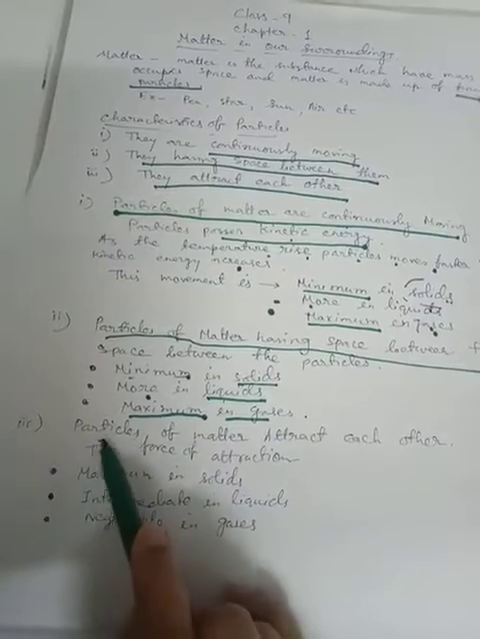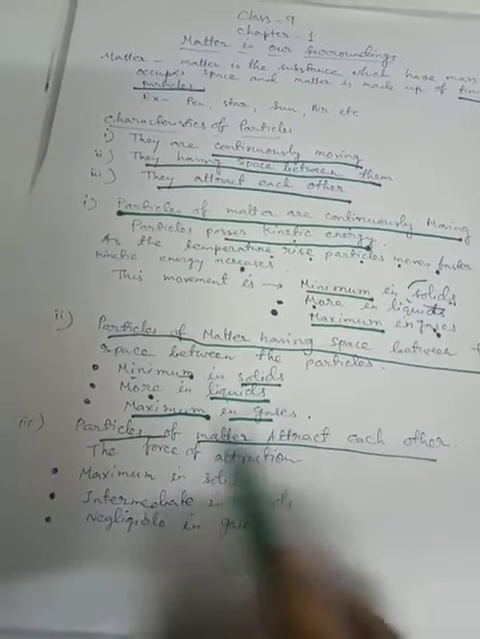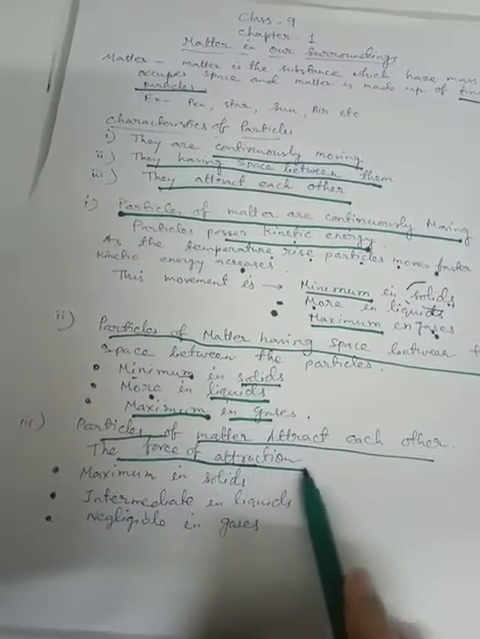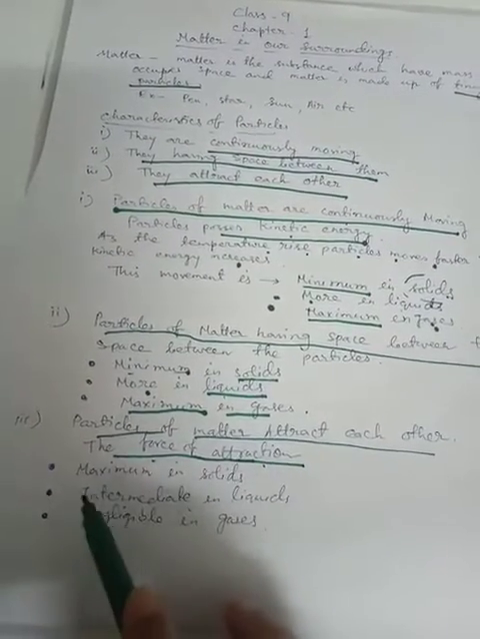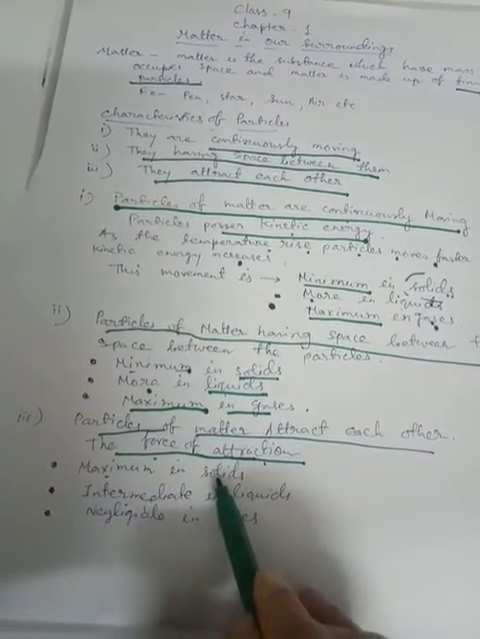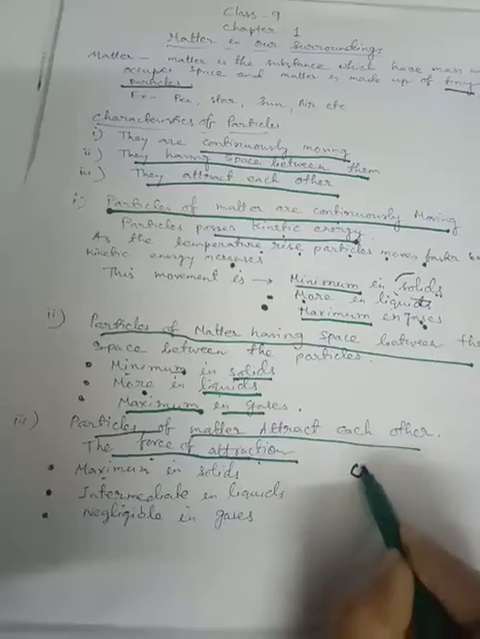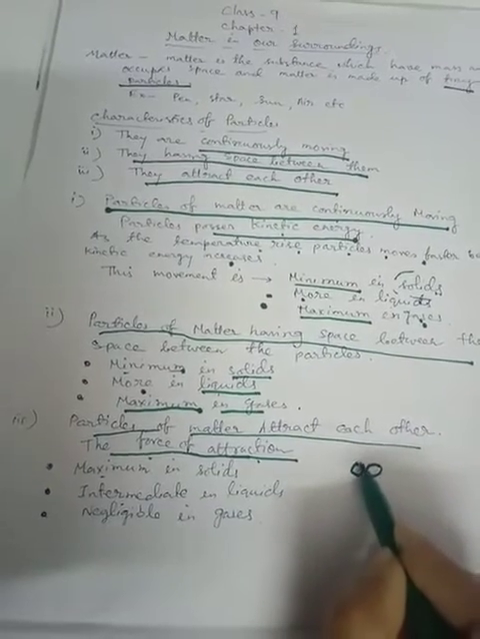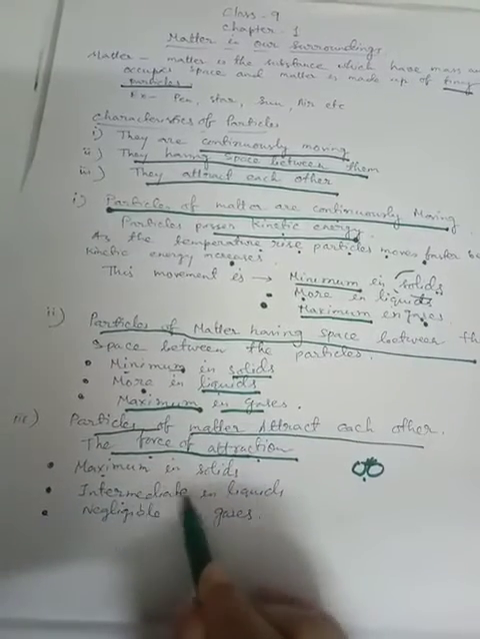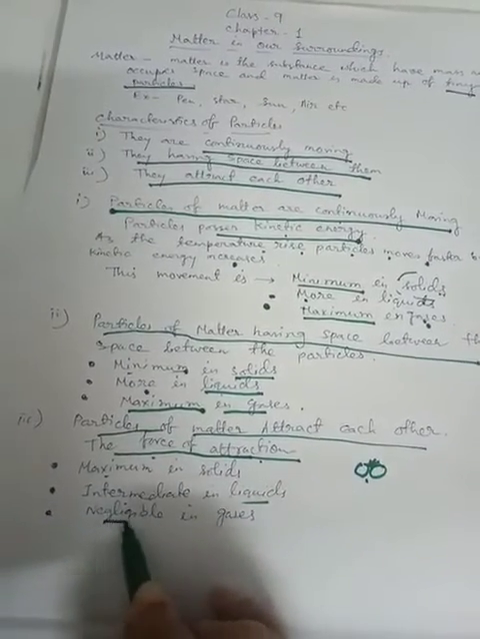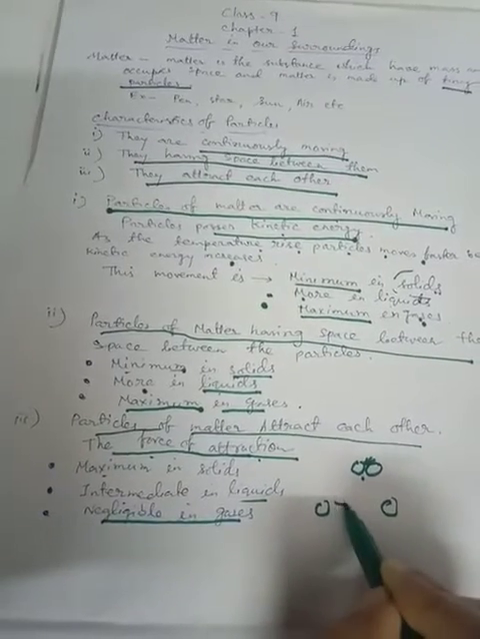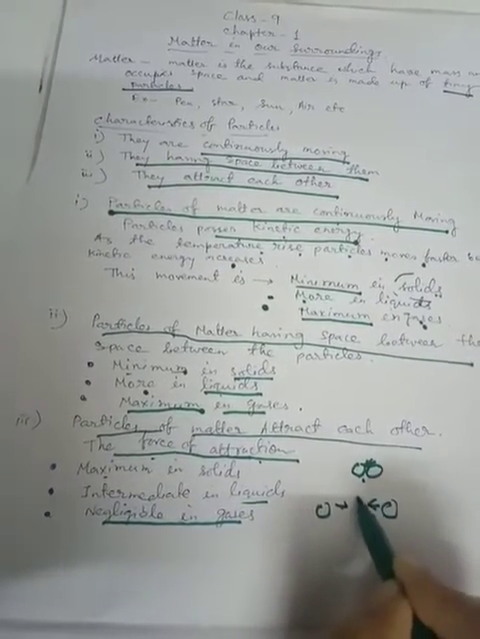The particles of matter attract each other, and this attraction is called force of attraction. This force of attraction is maximum in solid because the particles are closely packed and they attract each other with high force, but it is intermediate in liquid and negligible in gas, because in gas the particles are far apart, so their force of attraction becomes less.